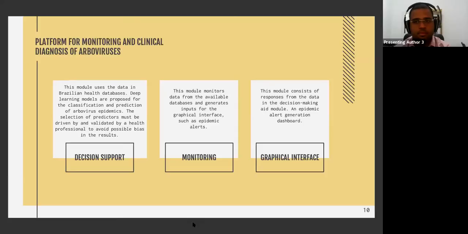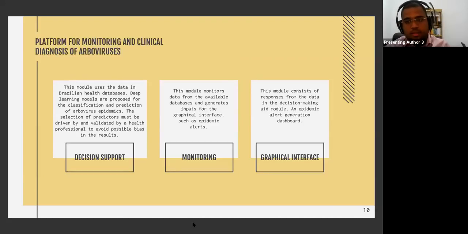And lastly, we have the graphical interface, which is the response for the data in the decision making. In this module the health professional puts in the data of the patient and sends this information to the decision support, where the deep learning model is going to classify the disease and send the information back to the graphical interface so the health professional can see it. And with this information, the health professional is going to make the decision about the confirmed case of the patient and choose the best treatment for the patient. And that's the first steps of our platform.